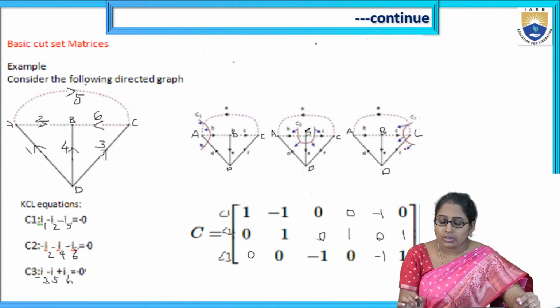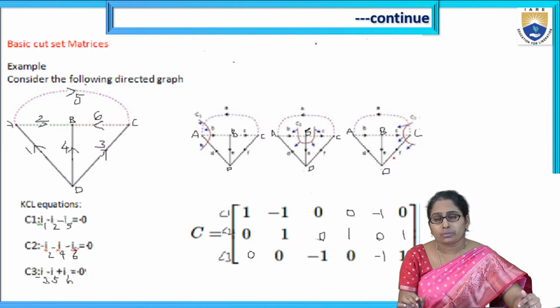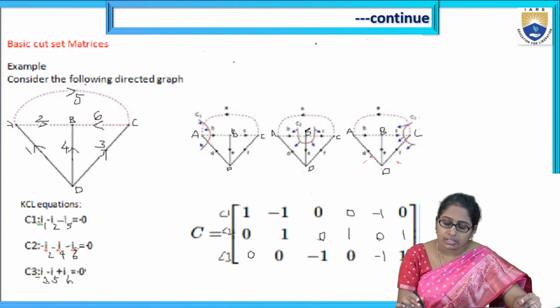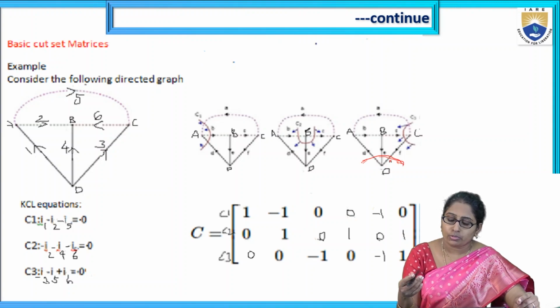That's all. We are unable to draw any more cut sets. If you draw a cut set at point D, it won't be a cut set, because a cut set must consist of one and only one branch of the tree together with the links. If you draw it at point D, it will have only branches of the tree, so it won't become a cut set. So the possible number of cut sets here is only 3: C1, C2, C3.